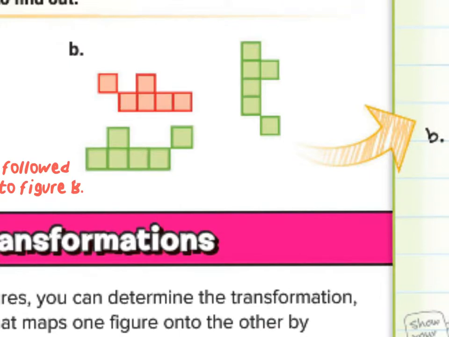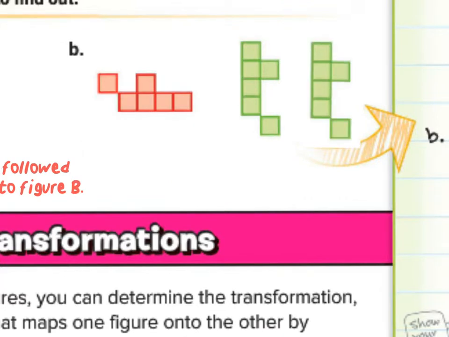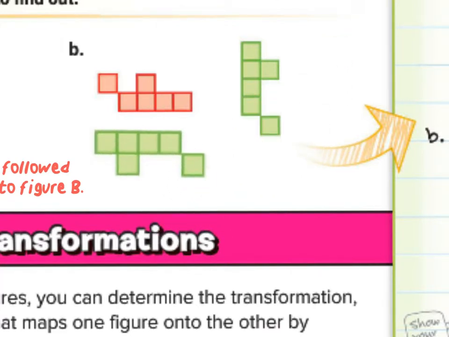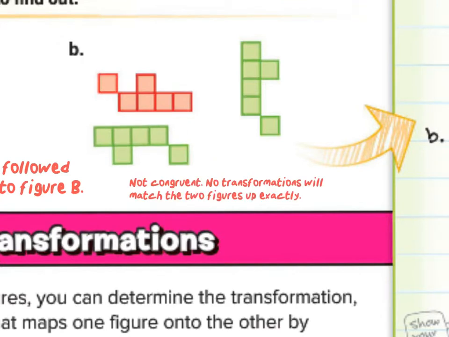What if I were to do a reflection first and then try to rotate it? So if I place it here and now I create a reflection of it, I can try now to create a 90-degree rotation. Again, I will bring it here 90 degrees from the origin, and again it doesn't match. So there is definitely no congruence. Not congruent. No transformations will match the two figures up exactly, even after a reflection.